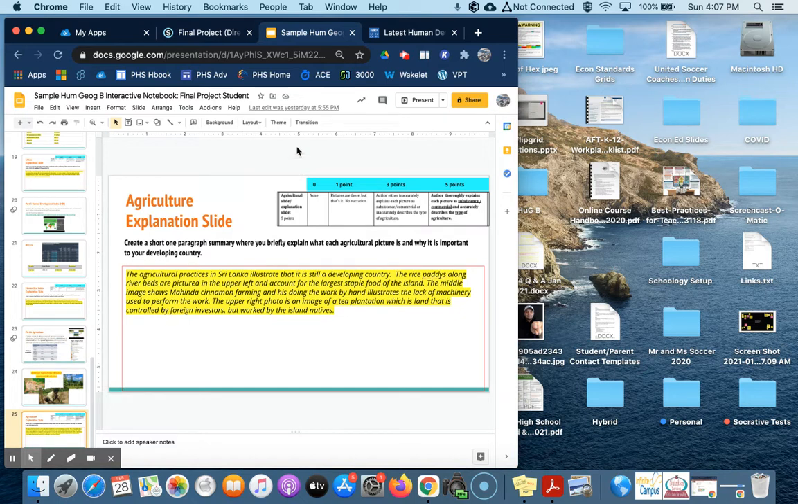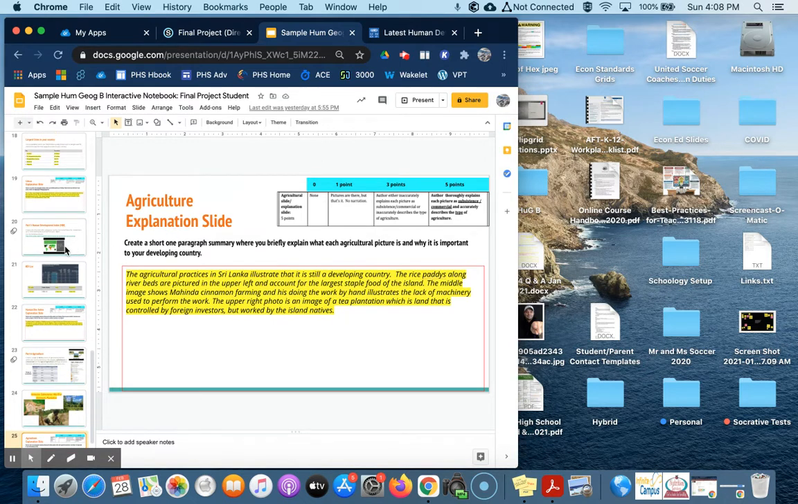So that gives you an idea of an example of what a decent project would look like. Again, at the beginning of each section that you have to do, there's a more detailed explanation of how to do your section. So make sure you use this template to help you complete the project.